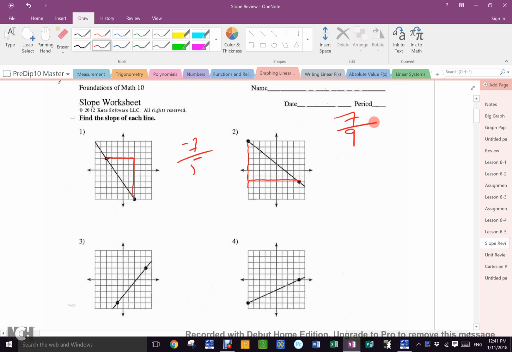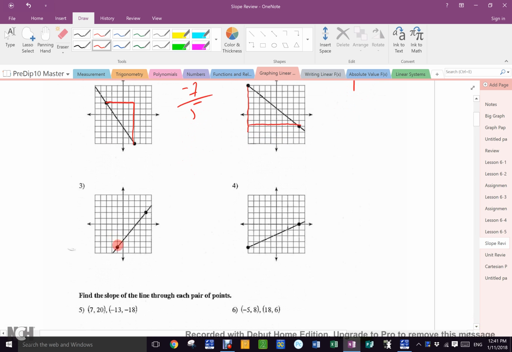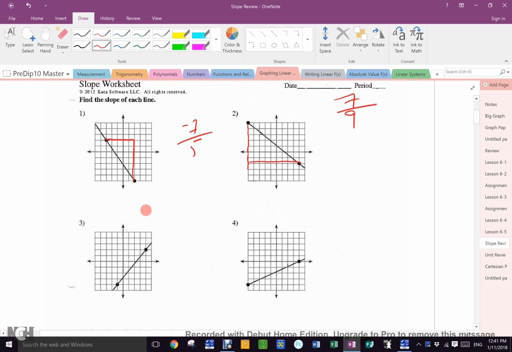7/9. 1, 2, 3, 4, 5, 6. It's negative 7/9, I believe. Yes, negative 7/9. 1, 2, 3, 4, 5, 6. 6/5. 2, 3, 4, 5, 6, 7, 8, 9. 1, 2, 3, 4. 4/9.